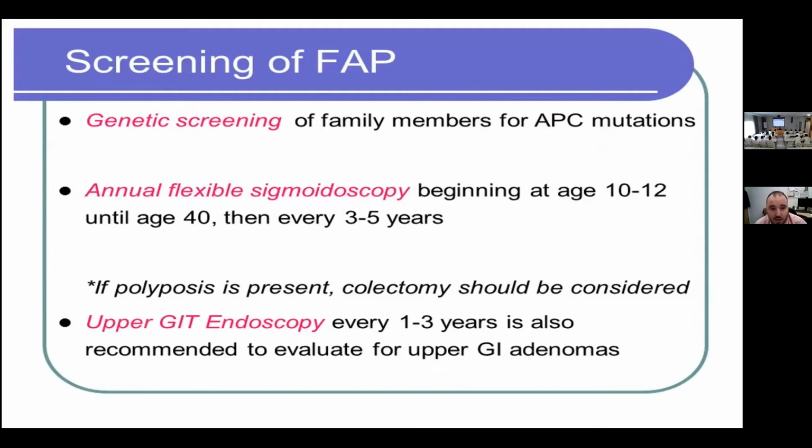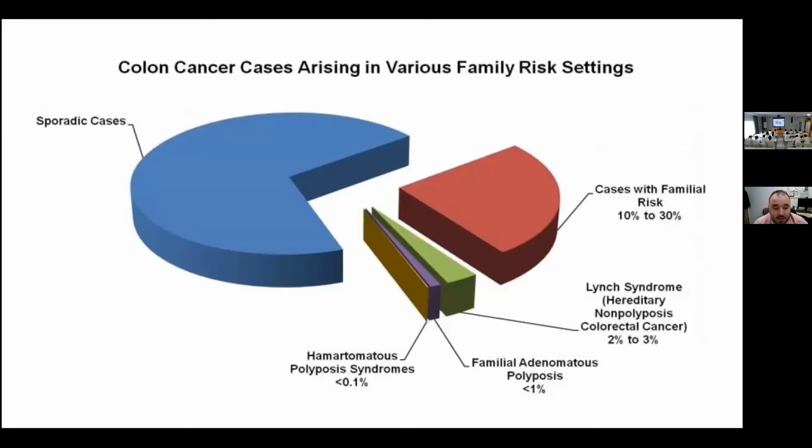We do an annual flexible sigmoidoscopy starting at the age of 10 to 12 until the age of 14. Usually when we start seeing multiple polyps growing more and more, we recommend the patients have a prophylactic proctocolectomy. But as I was saying, familial adenomatous polyposis is a very small percentage of colon cancer. Usually colon cancer is absolutely sporadic.